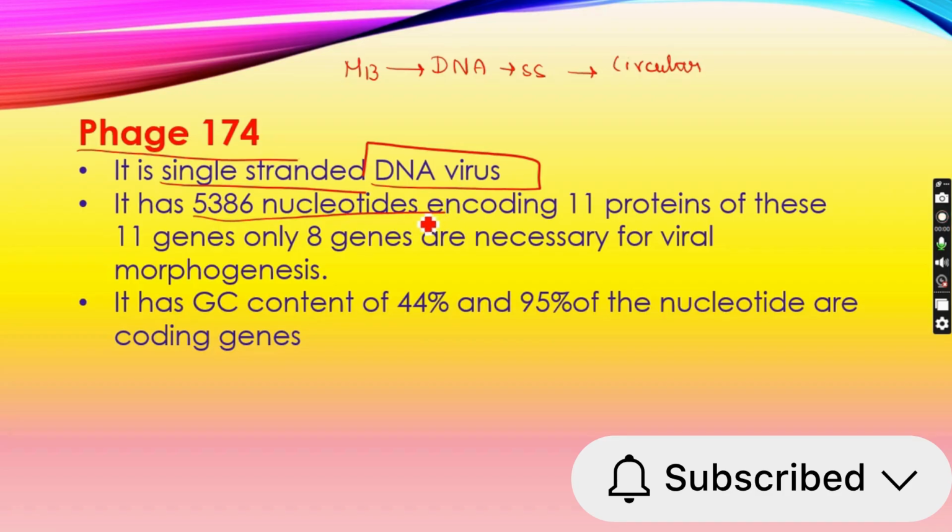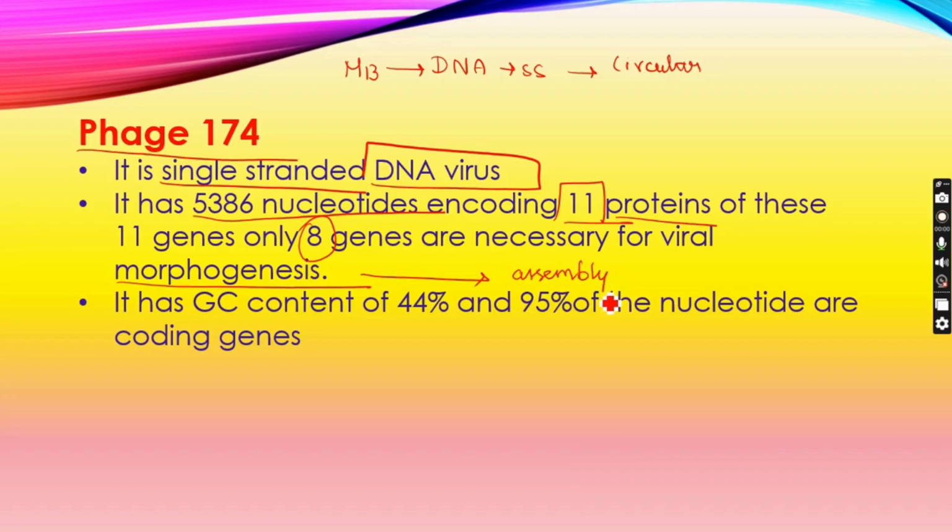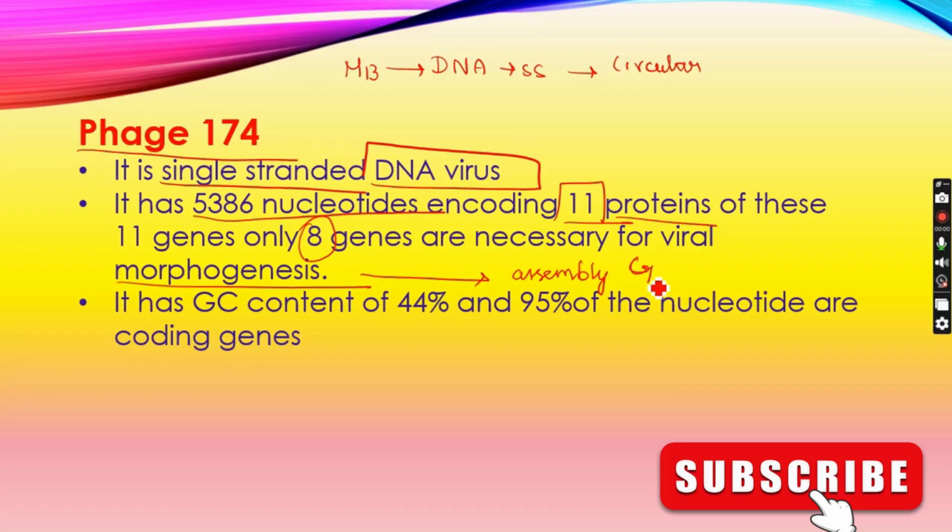It consists of 5386 nucleotides. Among them, 11 genes code for proteins, and 8 genes code for viral morphogenesis, which means the assembly of genetic material inside the capsid. We need these 8 genes for the synthesis of viral morphogenic proteins involved in viral morphogenesis.